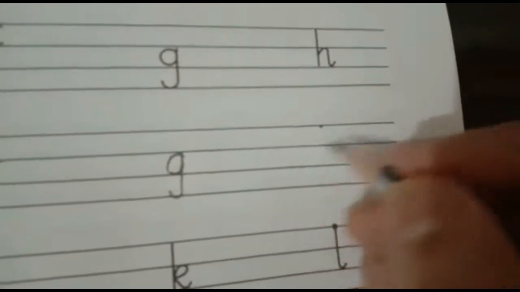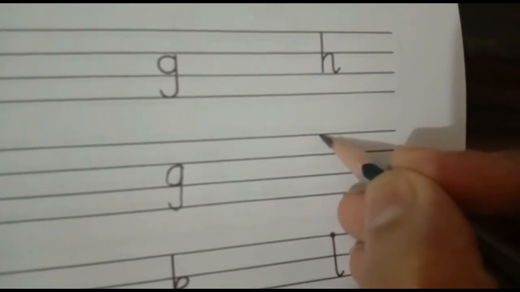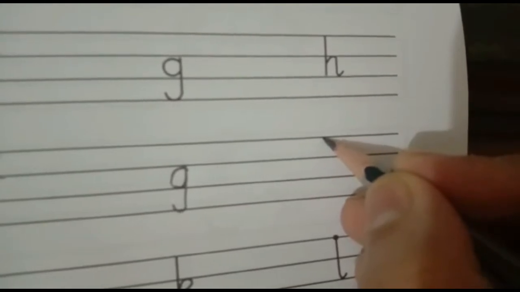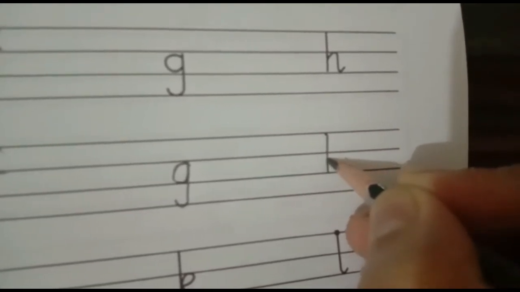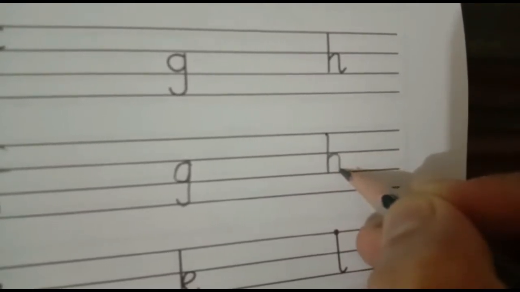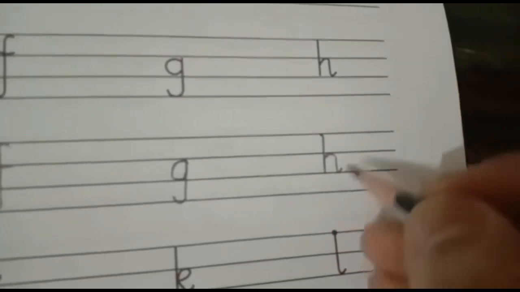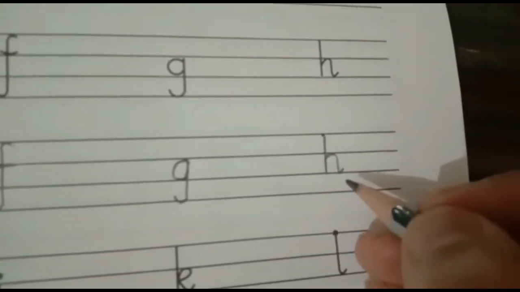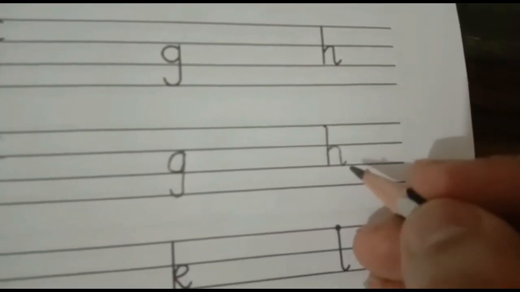Okay, next letter. What comes after letter G? Letter H. Yes, for letter H, I will start from the top line like this. Now go up, make a little curve. Now come down and make a little tail or a little loop with it. This is lowercase h, and the sound of this letter is H.